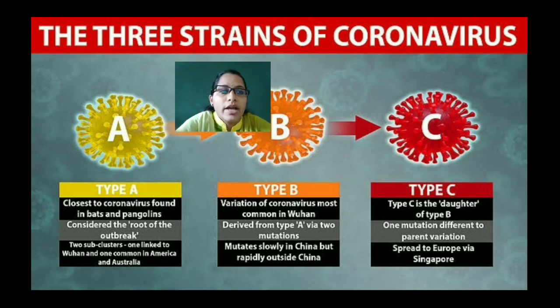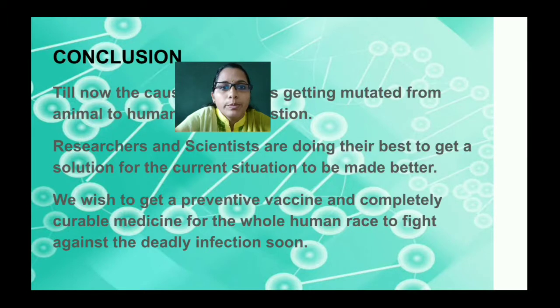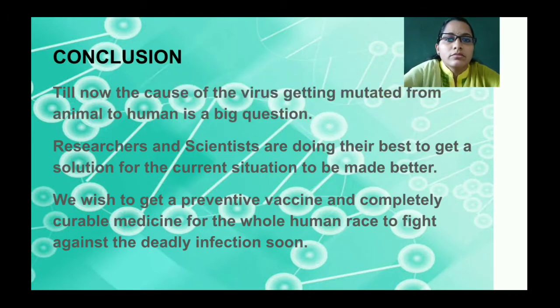So we will see now type C virus. Type C is the daughter of type B. We have already seen that type B virus was showing some symptoms in China. When it came to different countries, it started showing different symptoms. So type C is a daughter of type B, with one mutation different from the parent. As the variation spread from Wuhan to different countries, it showed its own mutations and different infections, though the virus was the same. So you can see one mutation different to the parent variation. It spread to Europe and Singapore.